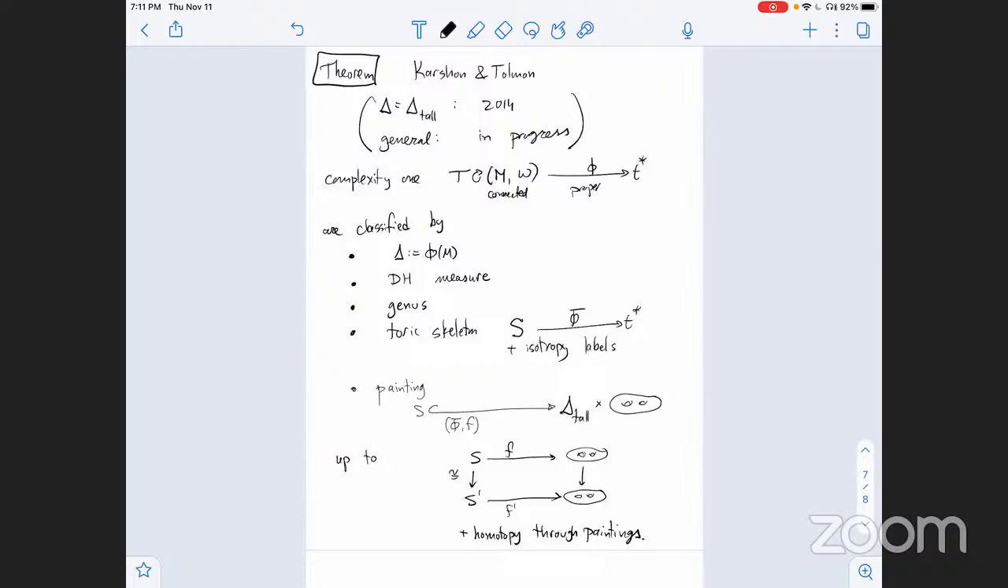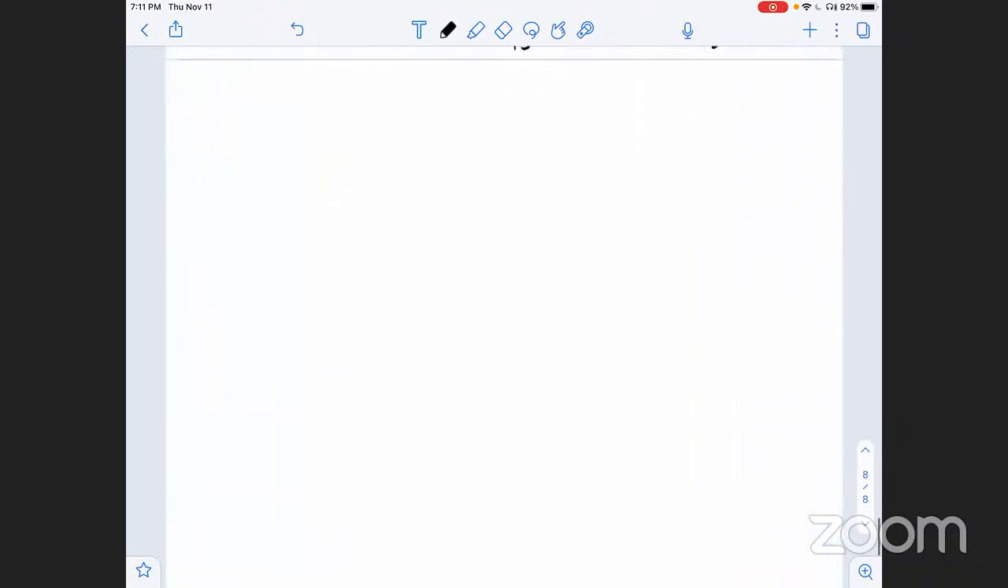Another collection of examples would be a symplectic toric manifold times just a surface of any genus, with no action. But let's see how to get some really interesting examples. These we get from non-trivial paintings.